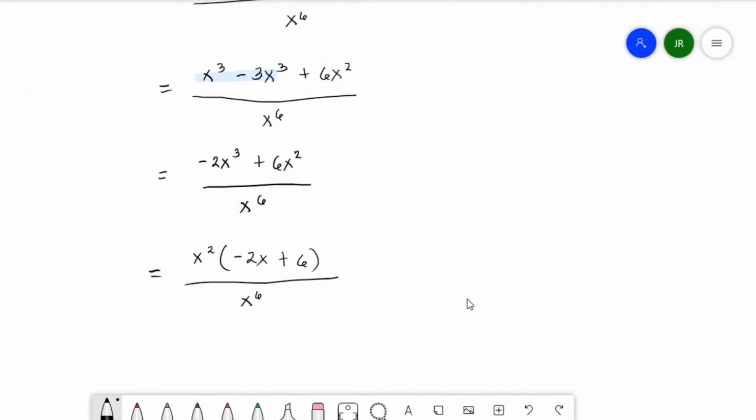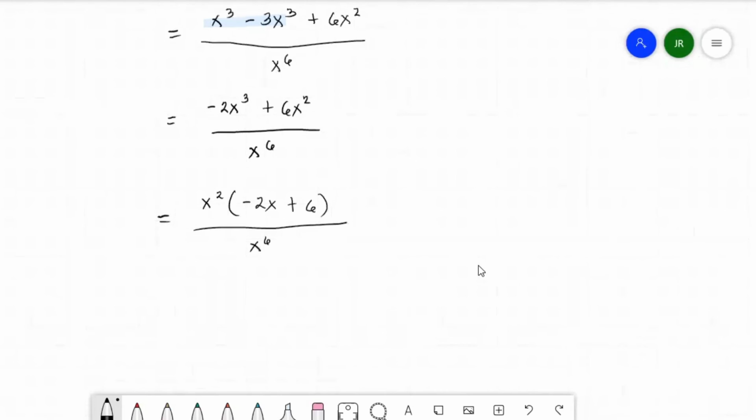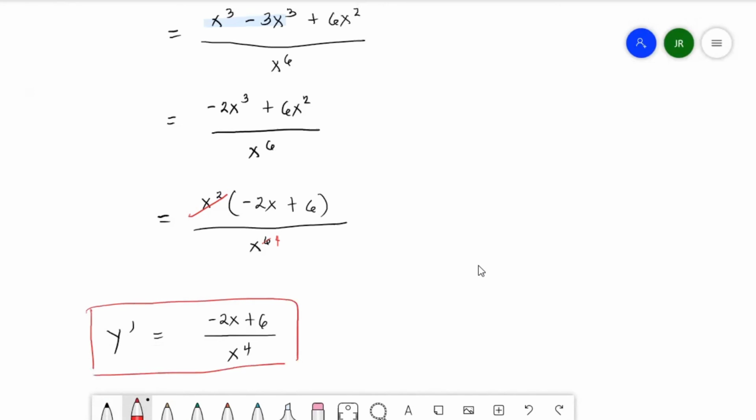So, meron akong pwede i-cancel. Ika-cancel ko yung nasa numerator na x squared. Then, magbabawas ako ng x squared dito sa denominator. So, ibig sabihin yung x to the 6th power ay magiging x to the 4th power na lang po. And that is equal to negative 2x plus 6 over x to the 4th power. So, this is the simplified form for the derivative of the given function.